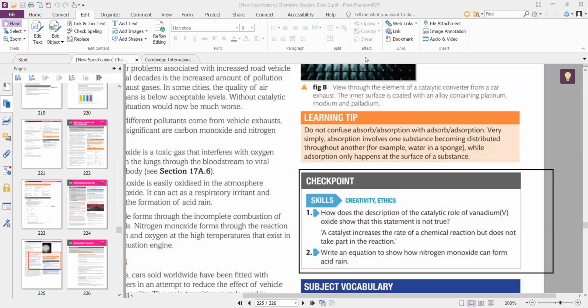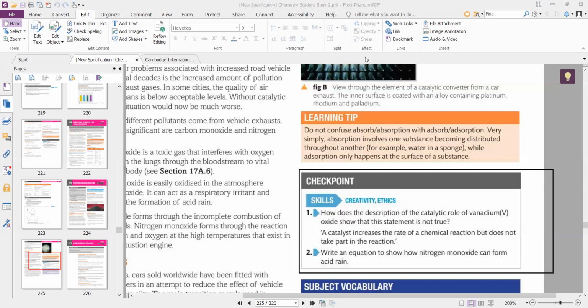Shall we discuss? How does the description of catalytic V2O5, vanadium(V) oxide, show that the catalyst does not take part in the reaction? Not true. Catalyst will take part in the reaction. Yes, it remains. Then we do the reaction with half O2 and get V2O5 back. Yes, V2O5 takes part in the reaction.